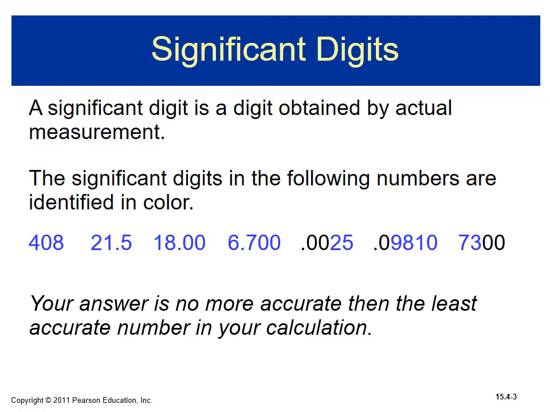So let's say you look at the last answer on the right, 7,300. It's not real accurate. How many people were there? 7,300. That's not as accurate as, let's say, 7,312. Okay, so keep that in mind while you're doing this work.